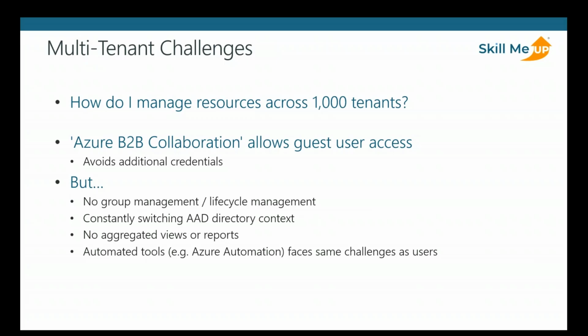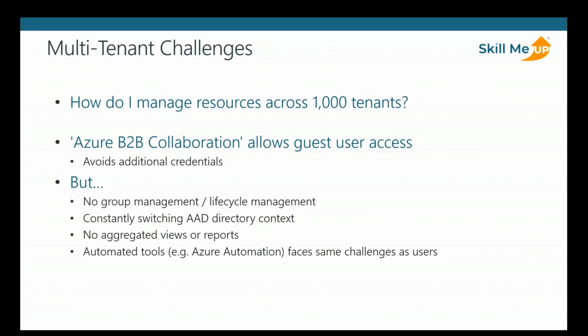So you can't add a group. You're obviously switching context all the time between the directories, and you never get an all-up view. So you can't see an aggregated dashboard of everything that's going on without building it yourself, basically. And if you have some automation, a lot of partners do invest very heavily in automation to streamline these processes. And of course, automation will also need an account and permissions to run under, and that's typically a service principal account. And that account faces all the same challenges we just talked about.